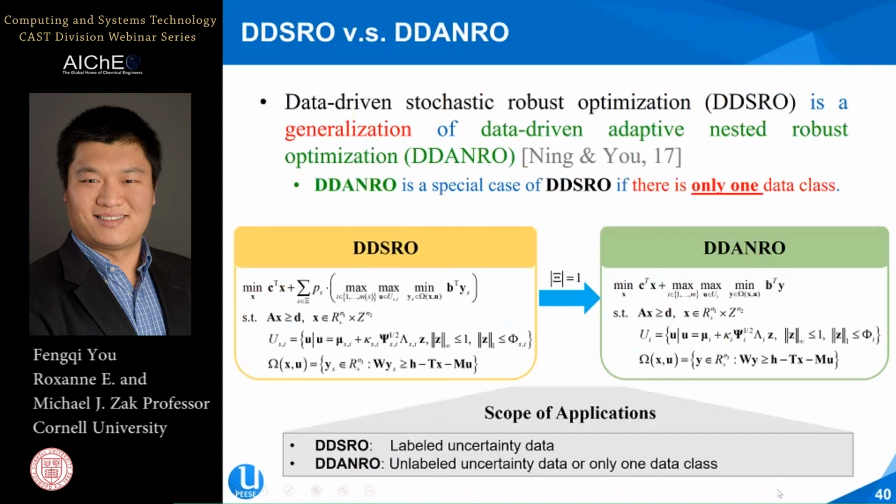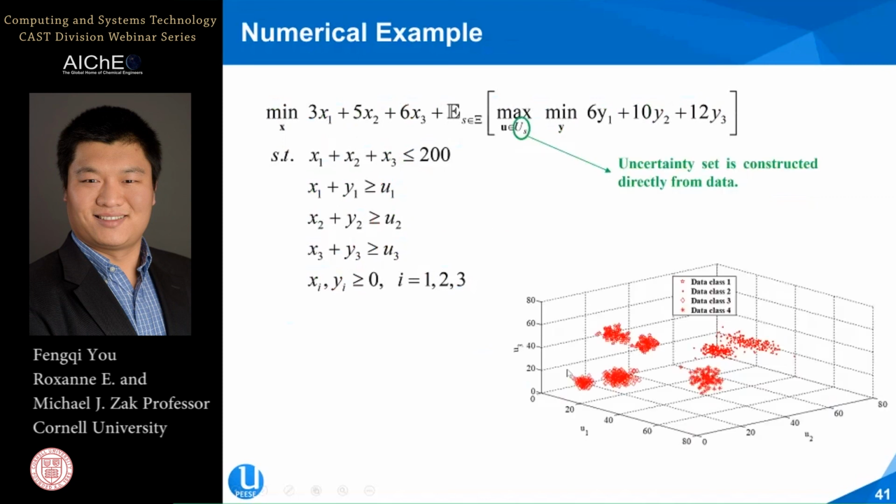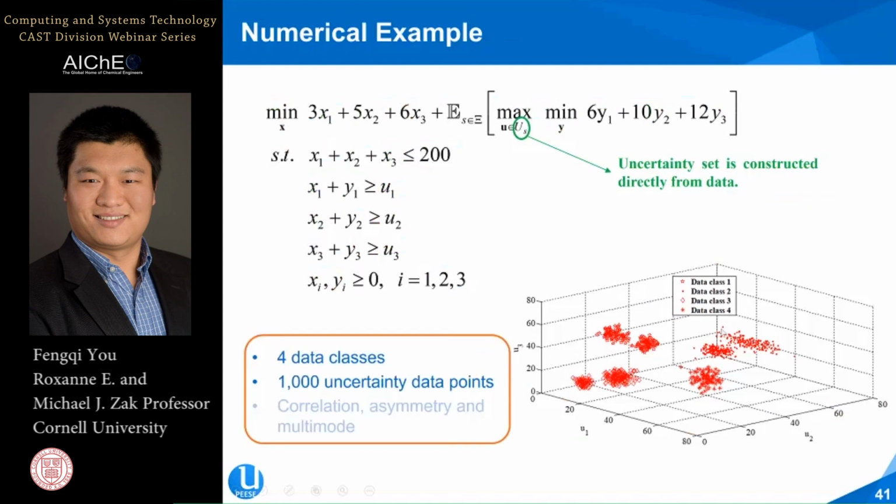So there's a scope of application: only one data class, or you get unlabeled data. Very quickly, an example here, a numerical example with three uncertain parameters, U1, U2, and U3. These uncertain parameters will be generated from a data set we could get here. This is an uncertain distribution with 1,000 uncertain data points and 4 different data classes.